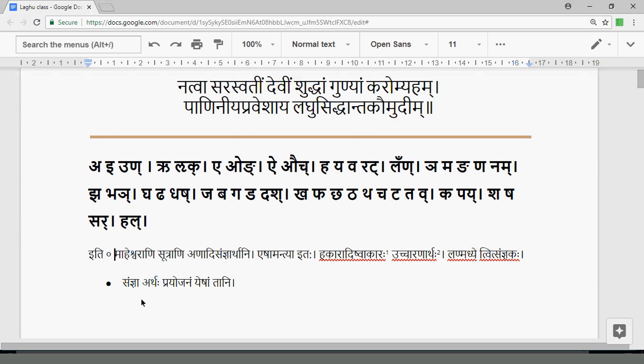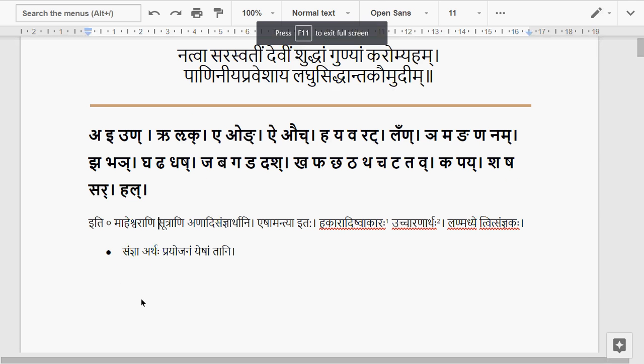And in neuter, you see Maheshwara is what? Maheshwarat agatani Maheshwarani. Which ones? Sutrani. Those are sutras, Sutrani in plural, like Phalam, Phale, Phalani. Similarly, Sutram, Sutre, Sutrani. These 14 sutras which have come from Maheshwara, Maheshwarani Sutrani.